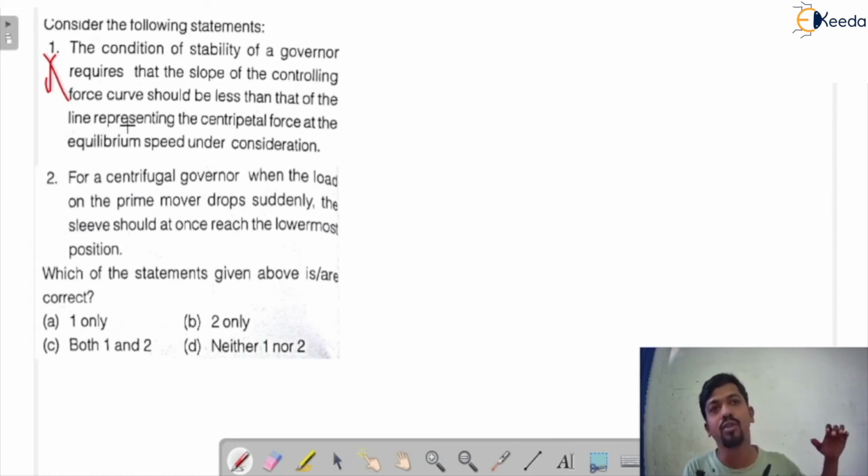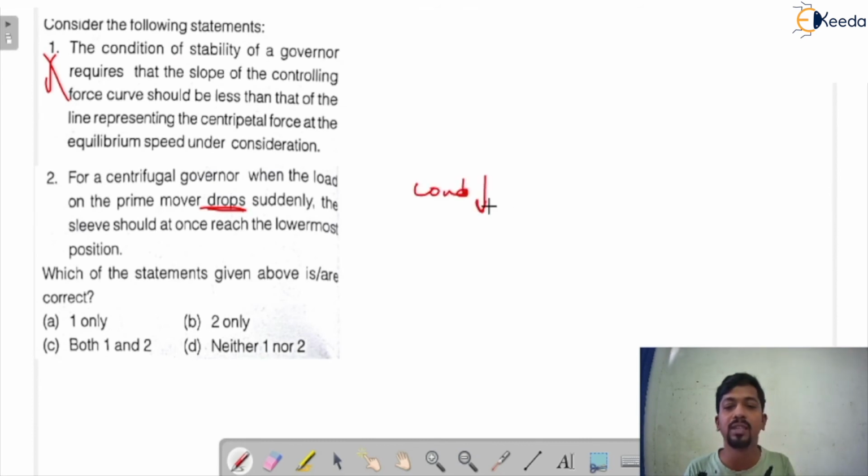But as the load on the engine decreases, the speed of the governor will increase and the sleeve will move to the topmost position. So in the question it is saying when the load on the prime mover drops, that means load decreases. As the load decreases on the engine, the speed of the governor will increase and the sleeve will touch the topmost position.